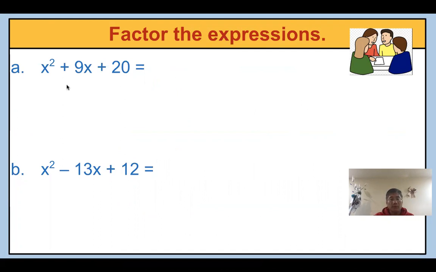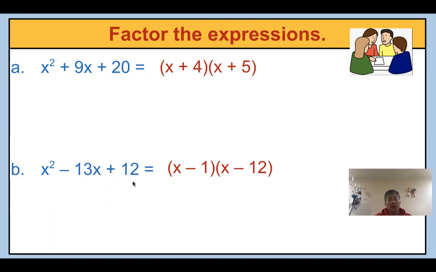When you add the two numbers, it should be 9, and multiply to 20. So I know that 5 and 4, right? So you get x plus 4, x plus 5. This one, when you add two numbers, it's negative 13, but multiply to 12. I see negative 4 and negative 3. But, sorry, negative 1 and negative 12, right? When you add, it should be negative 13, right?